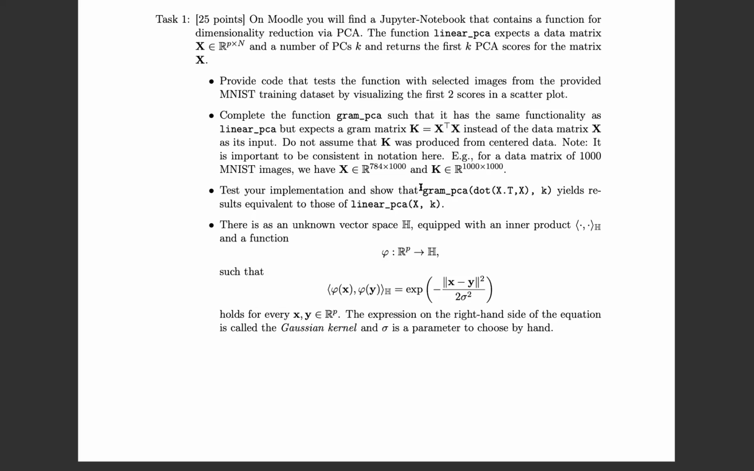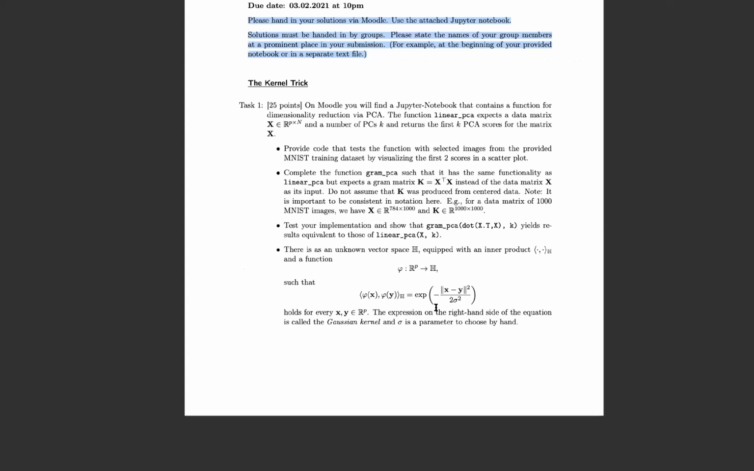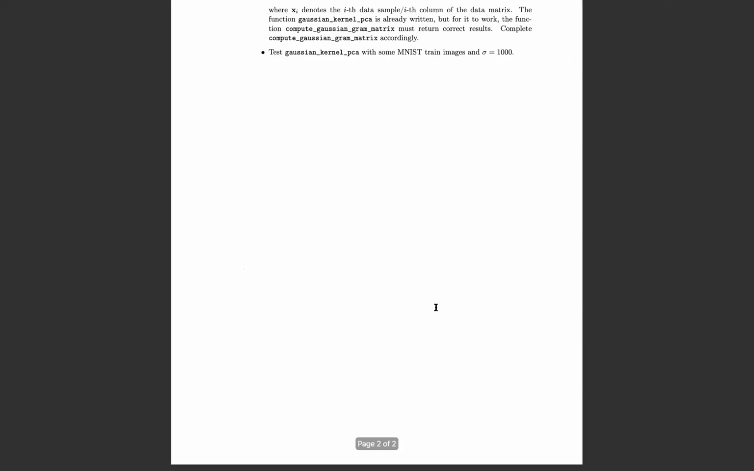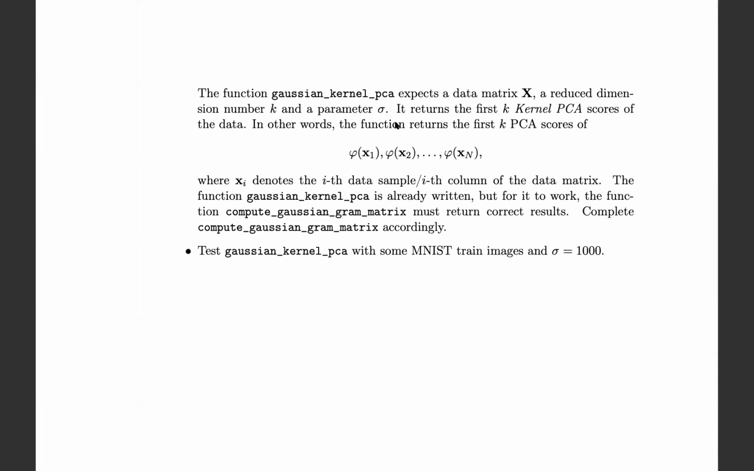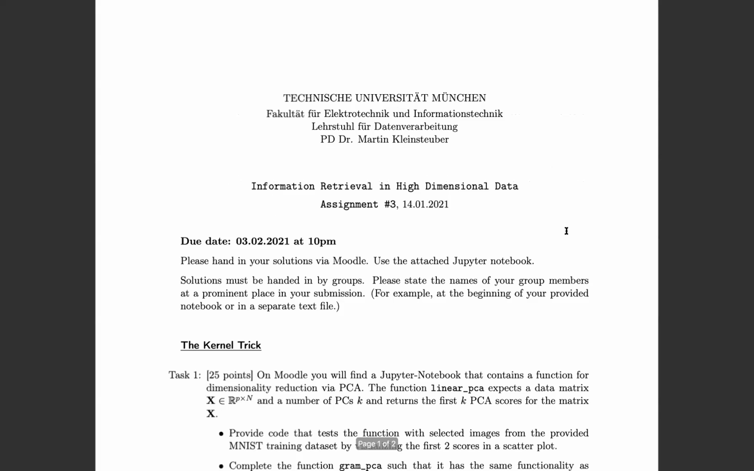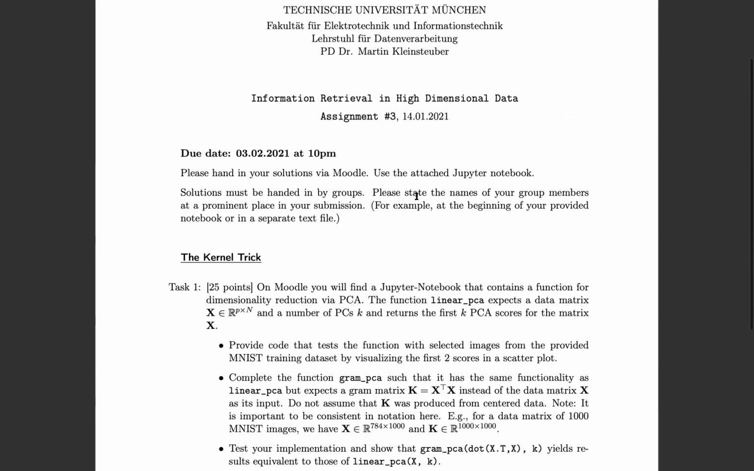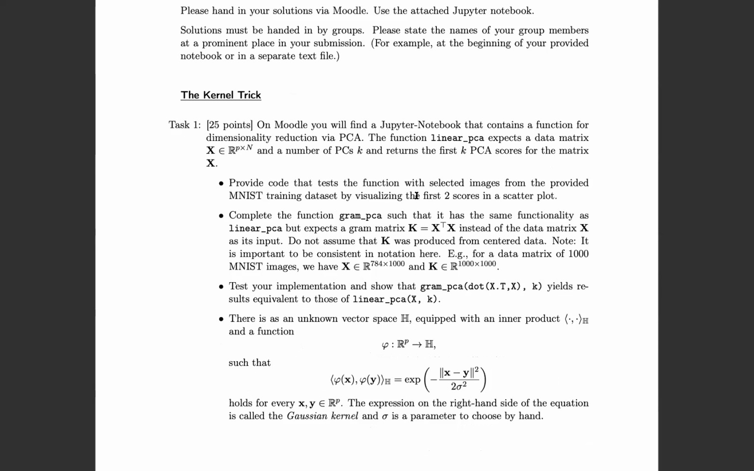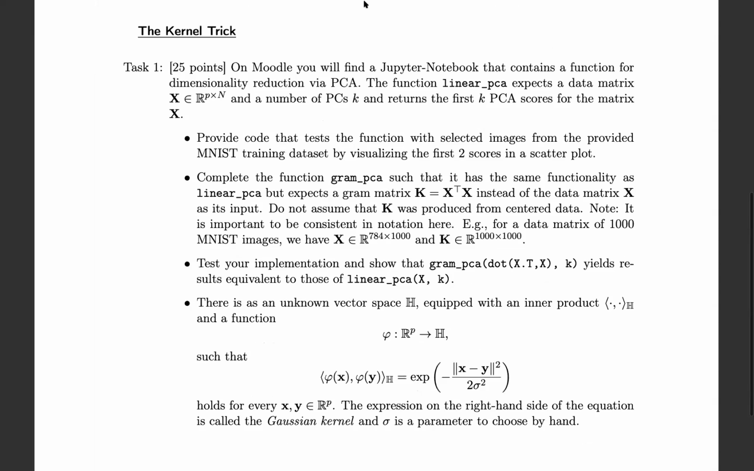That's pretty straightforward. And then we use this Gaussian kernel, right? We use that and show that the Gaussian kernel can solve some problems very beautifully as compared to the linear kernel PCA. And then we test this with some MNIST images. Okay, and we also define sigma equal to 1,000. So that's pretty much it. Are there any questions to this assignment?